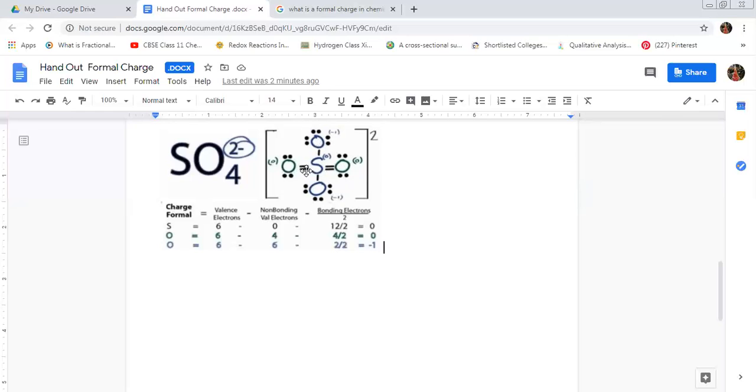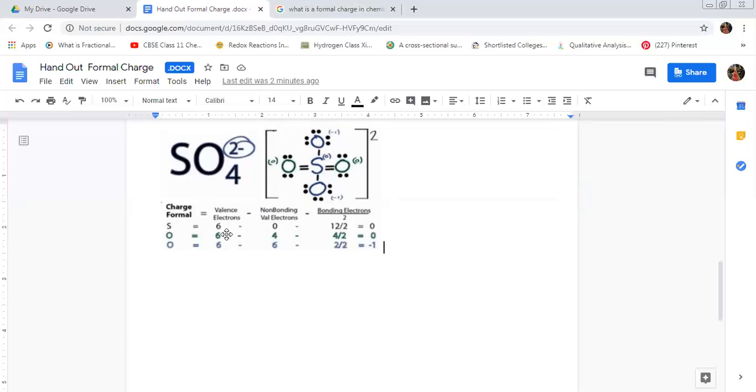If both oxygen atoms are bonded through double bonds, the formal charge will be the same. If both atoms are bonded through single bonds, the formal charge on these 2 oxygen atoms will be the same. But if I compare single bond and double bond, the formal charge will vary. So now I'll calculate the formal charge for the double-bonded oxygen atom.